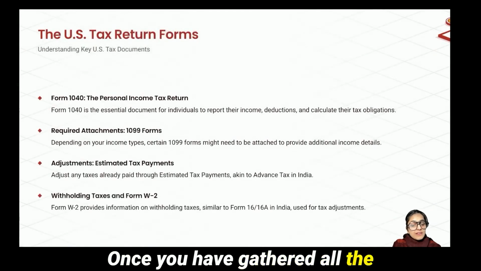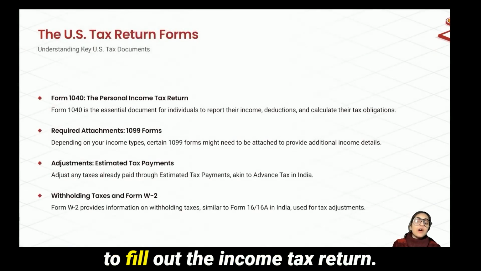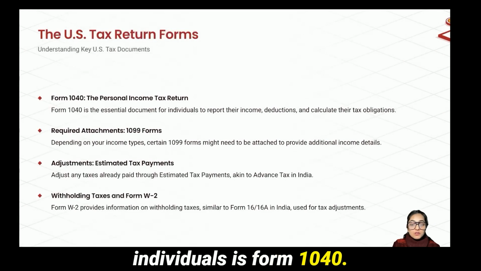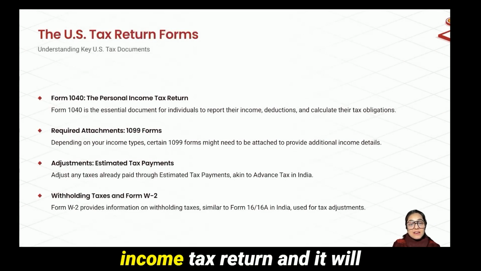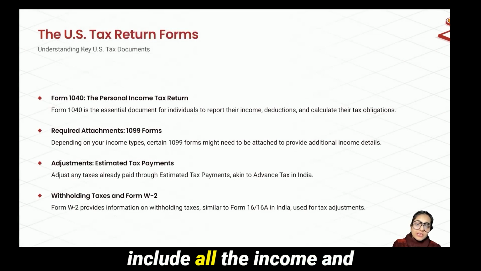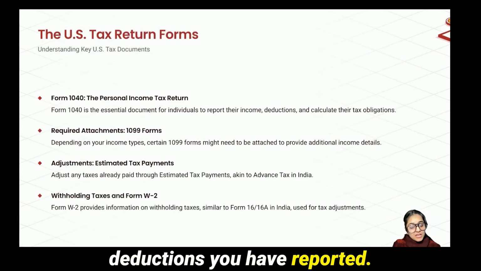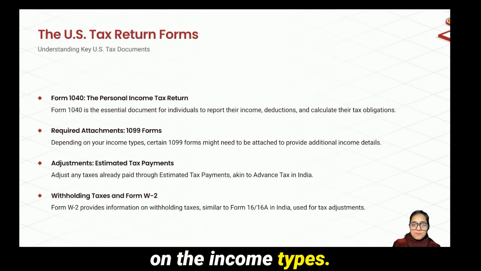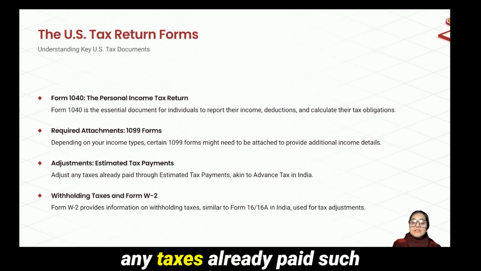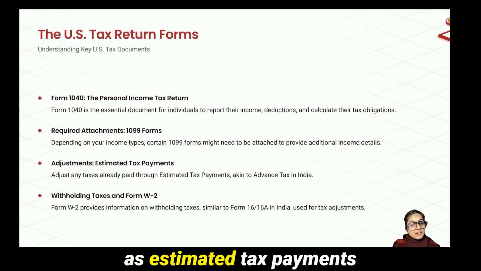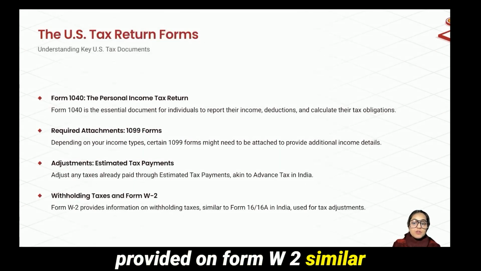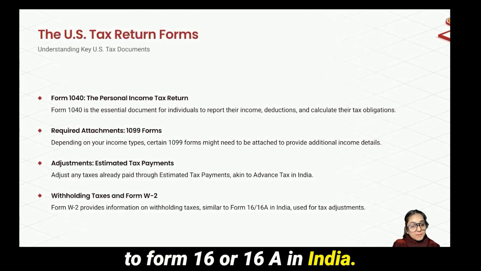Once you have gathered all the necessary information, it's time to fill out the income tax return. The key form for US individuals is Form 1040. This form is the personal income tax return and it will include all the income and deductions you have reported. Some 1099 forms may need to be attached depending on the income types. You will also need to adjust any taxes already paid, such as estimated tax payments, similar to advance tax in India, and withholding taxes information provided on Form W2, similar to Form 16 or 16A in India.